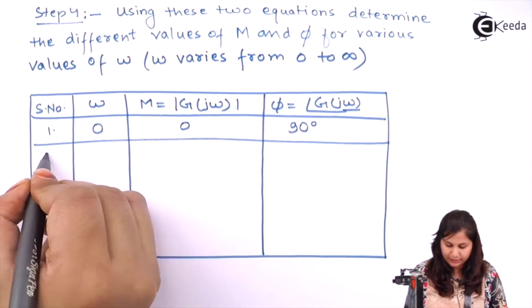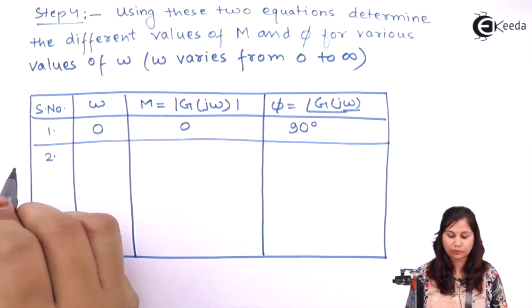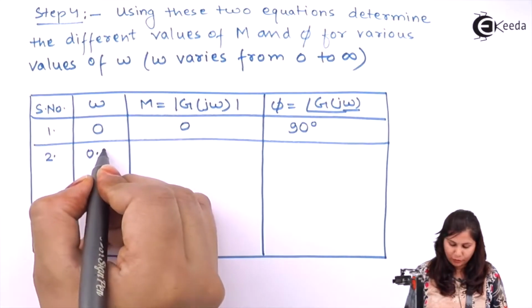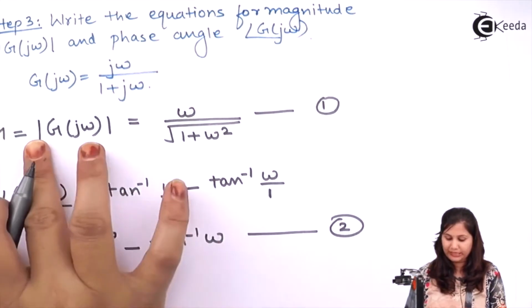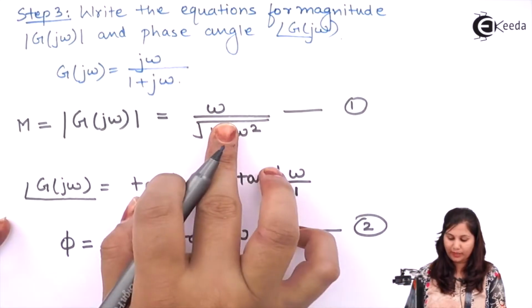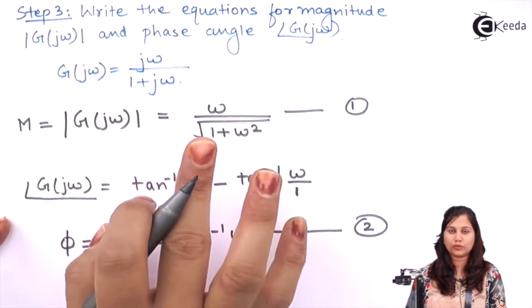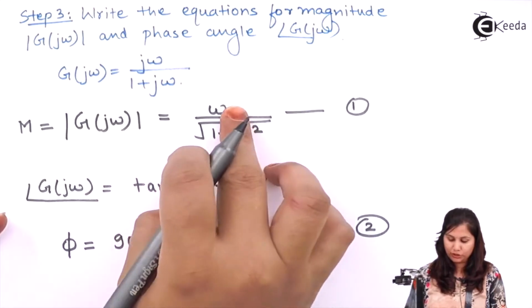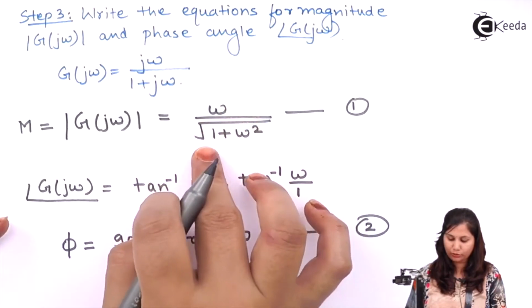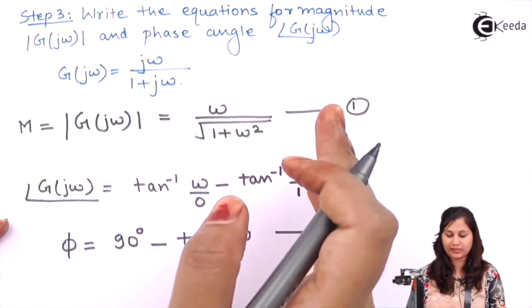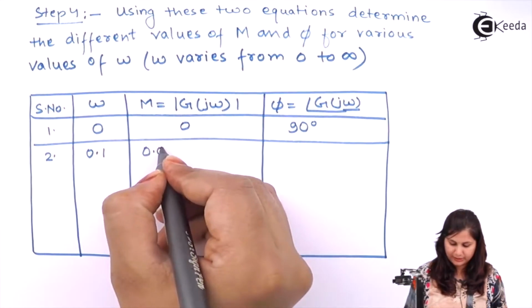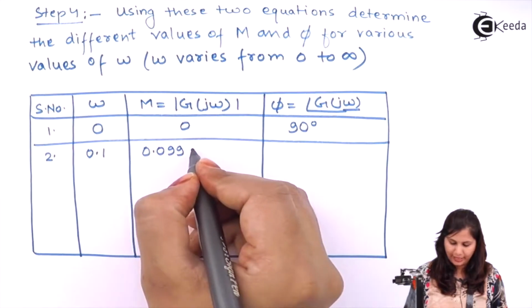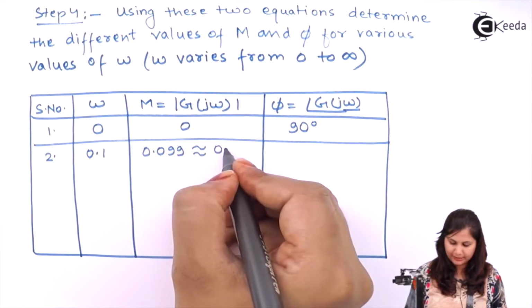Now choose another value of frequency omega. Let us suppose we choose 0.1. Now in the magnitude expression, this equation number 1, put omega equals 0.1. So 0.1 upon under root of 1 plus 0.1 square. So it is approximately 0.099, and we can approximate it as 0.1.